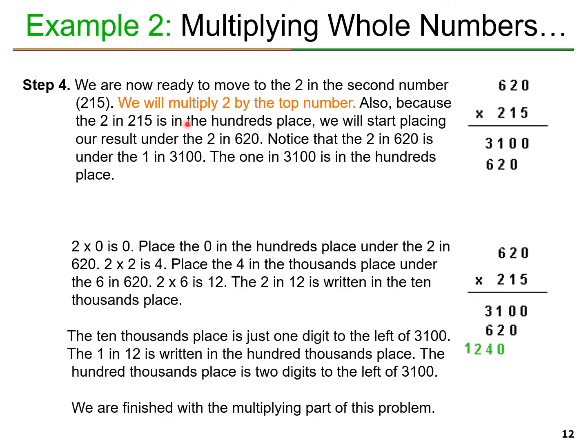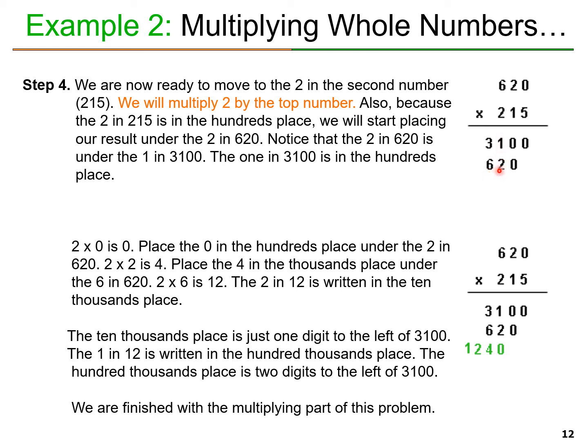Step 4. Now we move to the 2 in the number 215. Again, we're going to multiply this number by each one of these digits in the first number. Also, because the 2 is in the hundreds place, we will start placing our result under the 2 in 620. So this is the hundreds place.